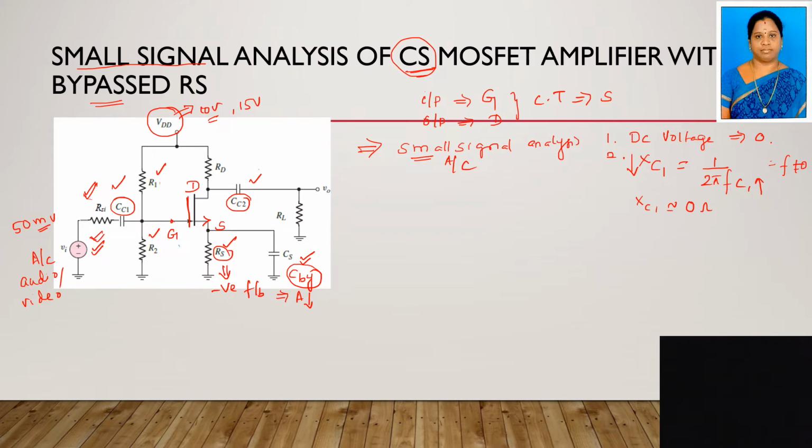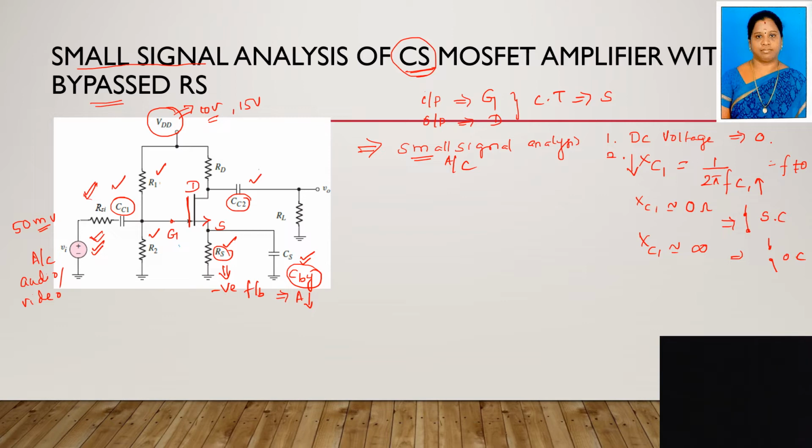Okay. Always remember, if the reactance is 0, that means the capacitor will produce a short circuit, right? If XC1 is infinite, it exhibits open circuit. So you have to remember this. So for small signal analysis, the first step is we have to make all the DC voltage 0. The second step is we have to short circuit all the coupling capacitors.